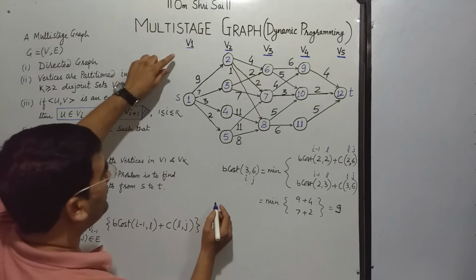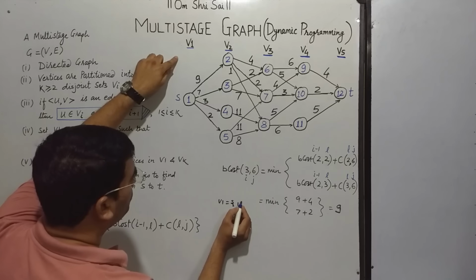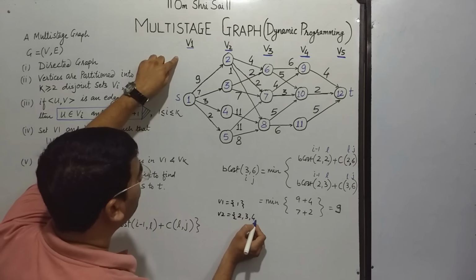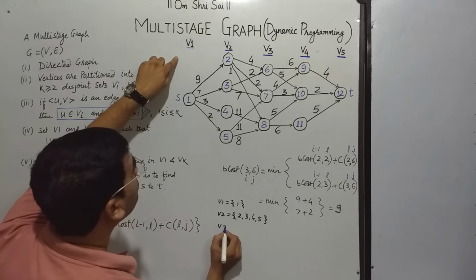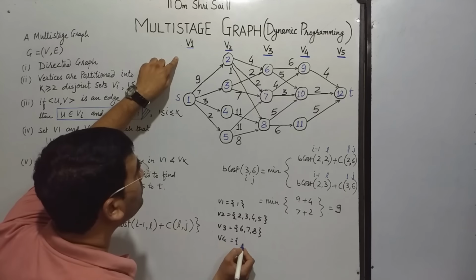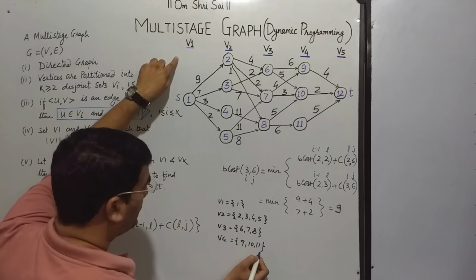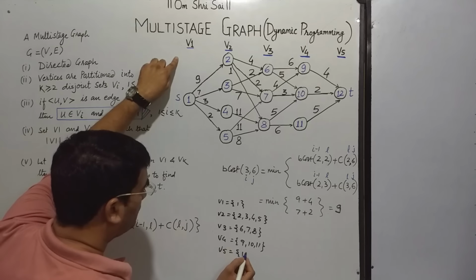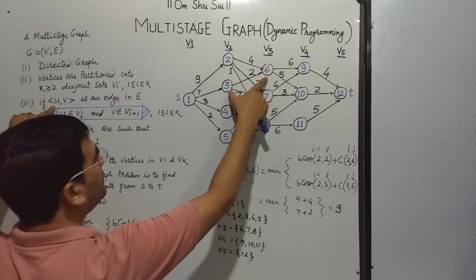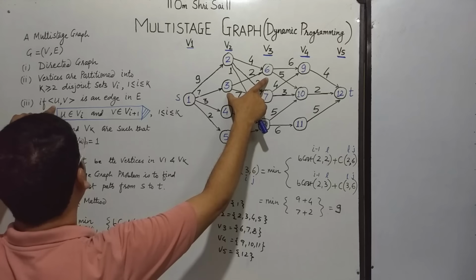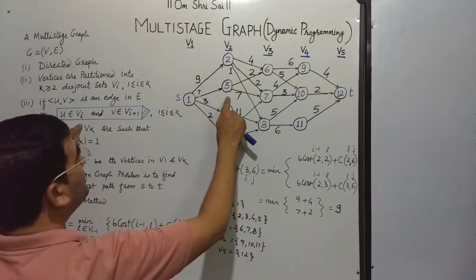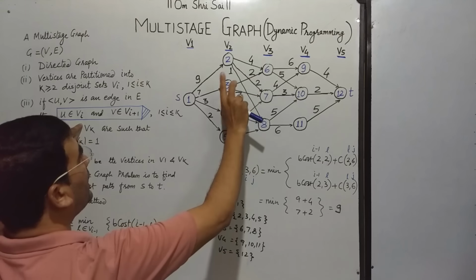I can specify that V1 is equal to 1, V2 is 2, 3, 4 and 5, and so on. V3 will be 6, 7, 8. V4 is equal to 9, 10, 11, and lastly V5 is equal to, let's say, 12. यहाँ पर यदि मैं किसी एज की बात करूं 3, 6, so here this will be U and this will be V. So if this U belongs to Vi, then this V belongs to Vi plus 1.